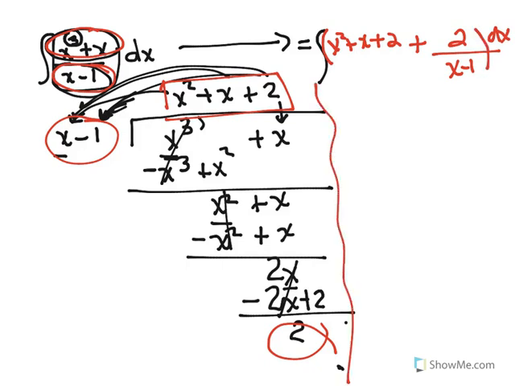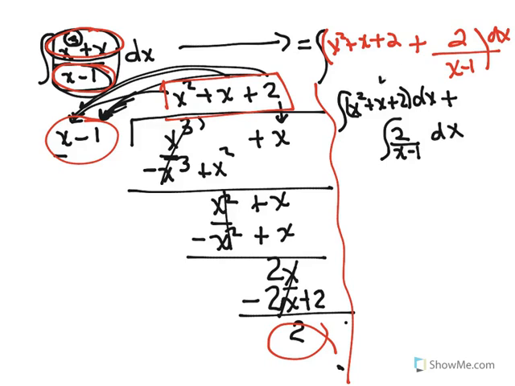Okay, so what do I have now? Now I have the integral of x squared plus x plus 2, and I'm going to separate it into two integrals so you can see what I have to do, plus the integral of 2 divided by x minus 1 dx. Well, this first integral is very easy to find. That's x to the third divided by 3 plus x to the second divided by 2 plus 2x, correct?